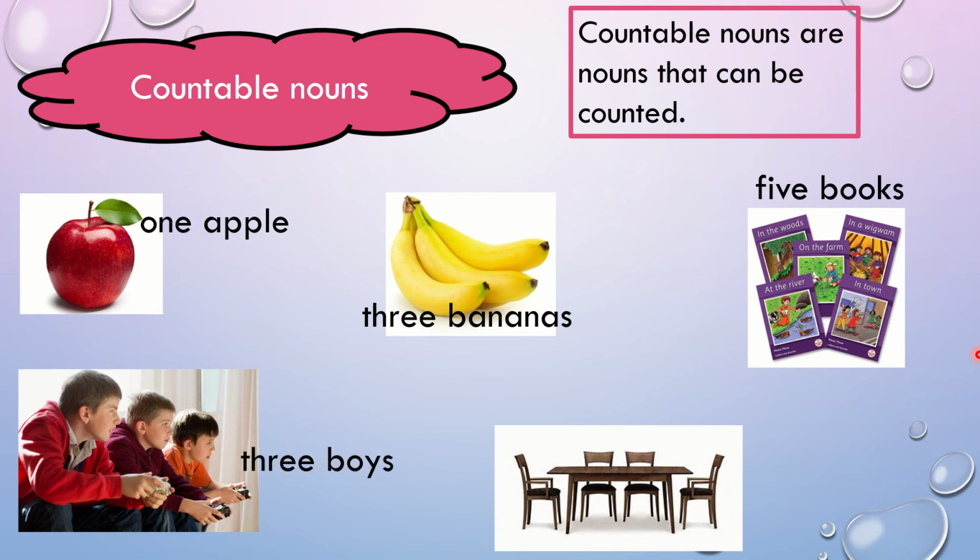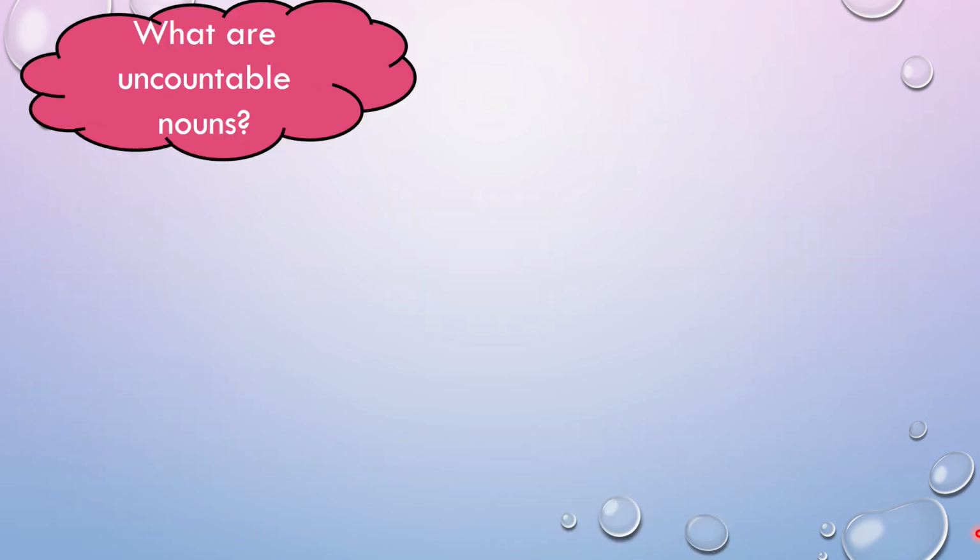Next we have 3 boys. 1, 2, 3. 3 boys. Here we have 1 table and 4 chairs. 1, 2, 3, 4. 4 chairs. Next we have uncountable nouns.